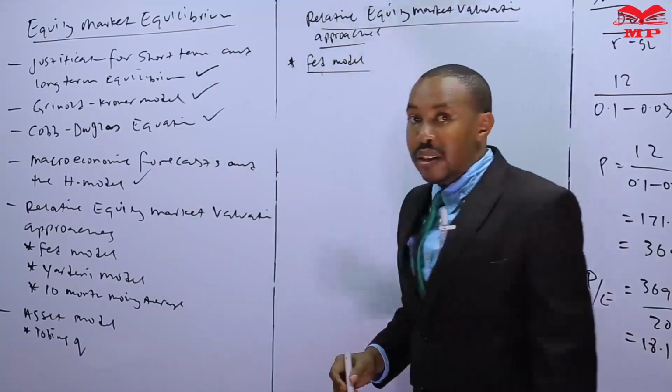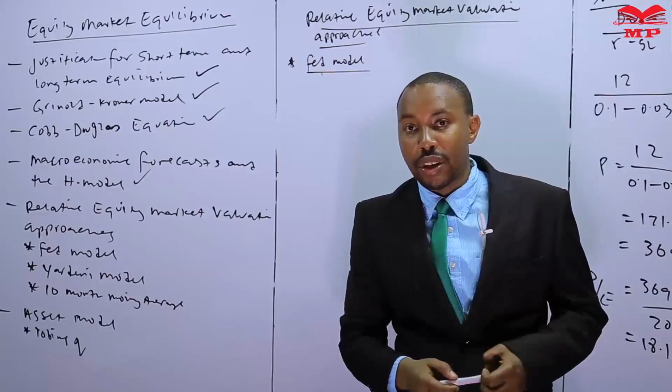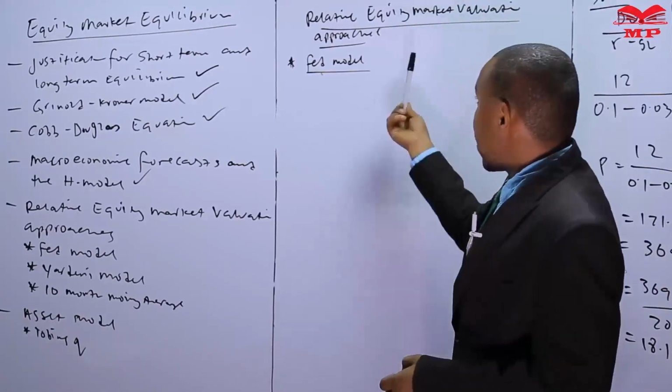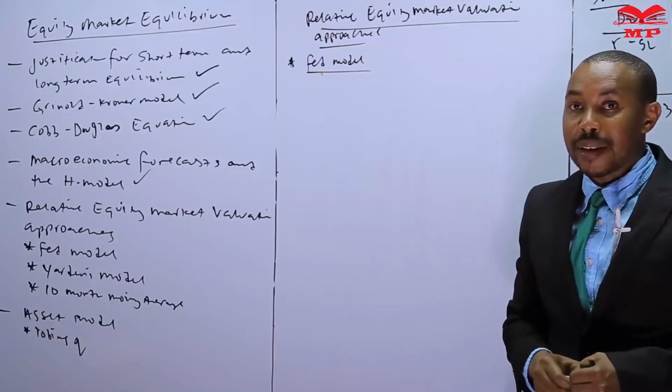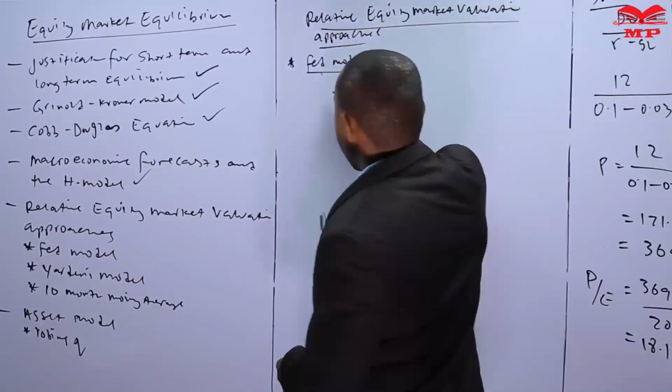Now, the Fed model is a model that is used by the US Treasury, where they try to predict the valuation or the estimate of the equity market movements. So we are saying the Fed model is given as the following.